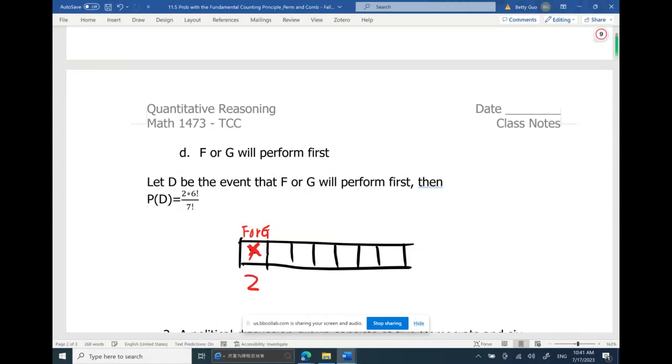And for the rest, 1, 2, 3, 4, 5, 6 slots, do we have any specific condition to satisfy? No, we don't. So the second step would be put the rest 6 performers in the 6 time slots. So 6 factorial. Yeah, use the fundamental counting principle. Make your solution clear.